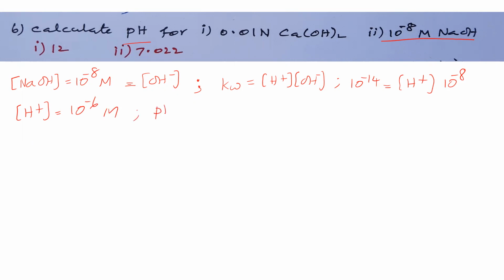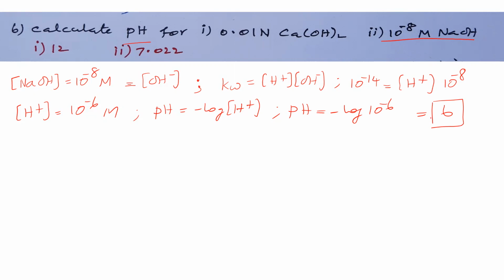Let us substitute in the pH formula. pH is equal to minus log of H plus. Substitute H plus concentration. So pH is equal to minus log of 10 power minus 6. Therefore pH is equal to 6. So we got the pH of the solution as 6.